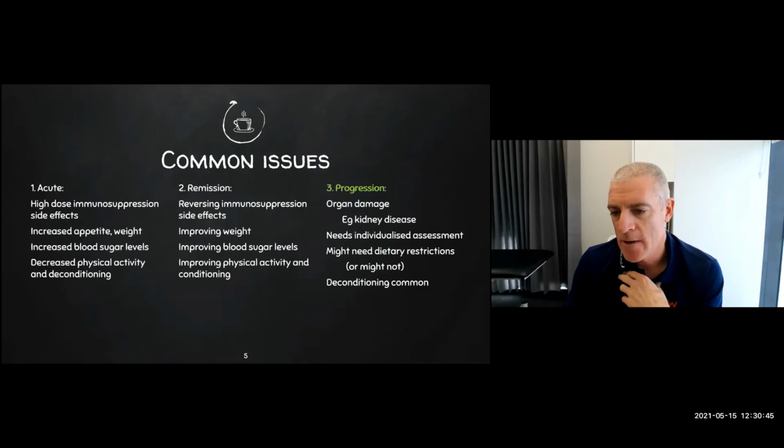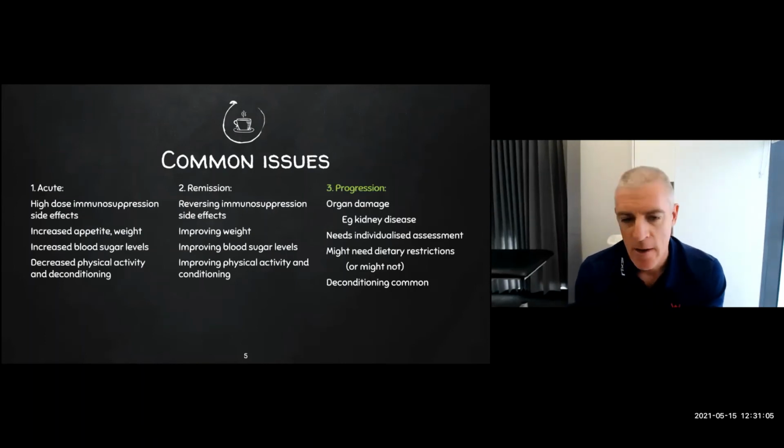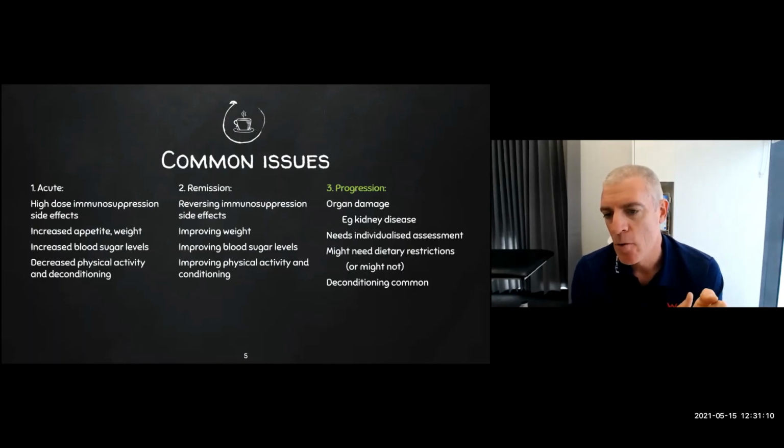But there are times when this condition progresses, and that may be to end organ damage like kidney disease, which is the area that I primarily work in. But that might also be organ damage as a result of diabetes, for example, vascular issues and all of the things that come with, say, diabetes or blood pressure. So we need to understand that there are individualized needs. Some of those things might need dietary restriction, but other times they might not.